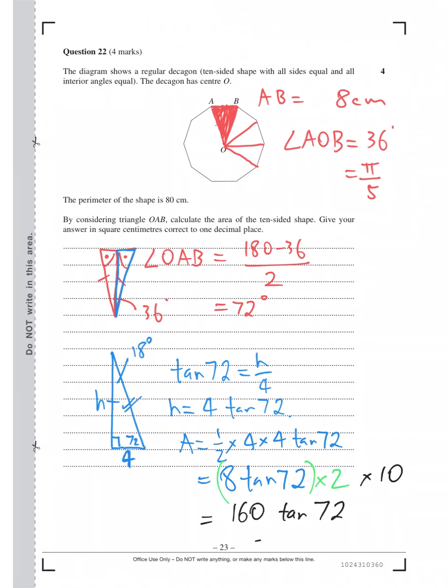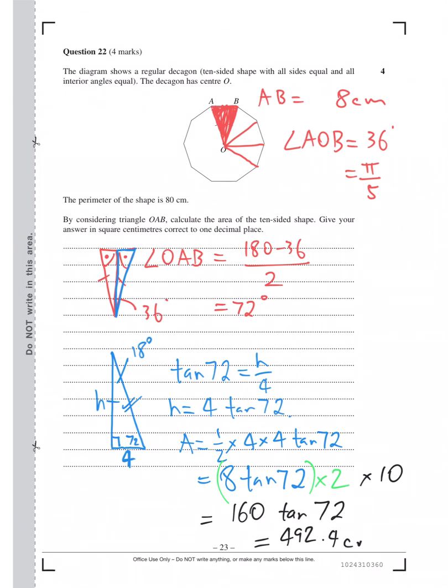Now, throwing that in my calculator, I get it's equal to 492.429. And I could round that to one decimal place, which would be 492.4 centimeters squared, of course being my unit.